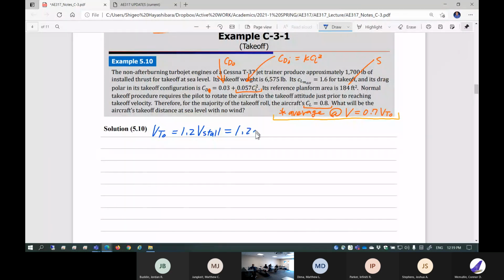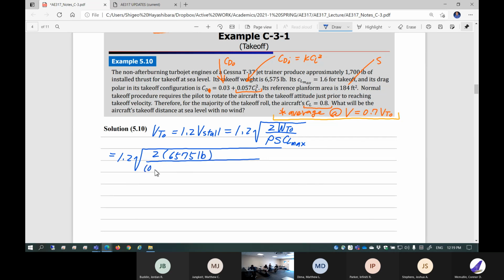So 1.2 times stall airspeed. Stall airspeed is the square root of 2 times WTO over rho S CL max. Now CL max is in the equation, not the 0.8. CL max is 1.6 because it's stall speed. So let's just plug in. 1.2 times, okay, 2 times weight. Takeoff weight is 6,575 pounds.